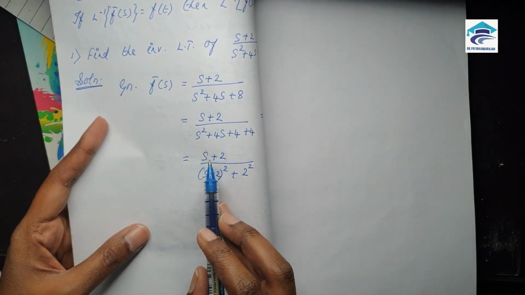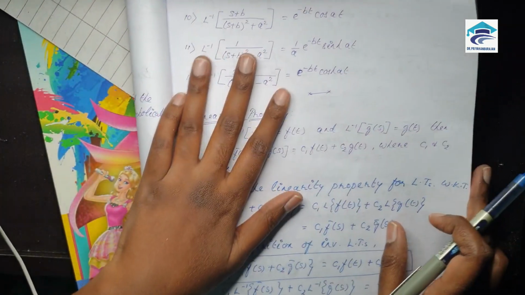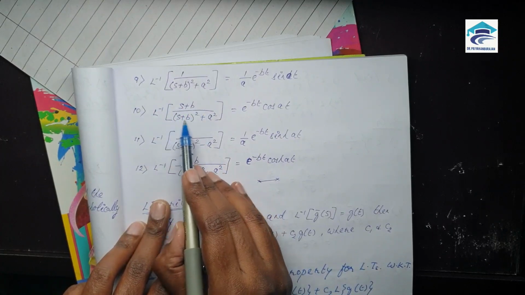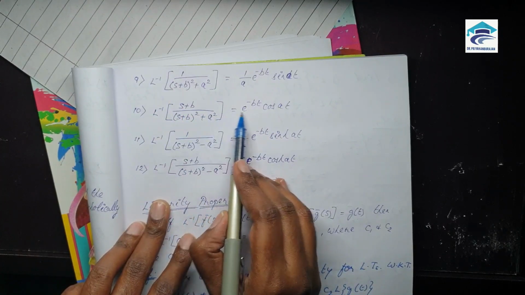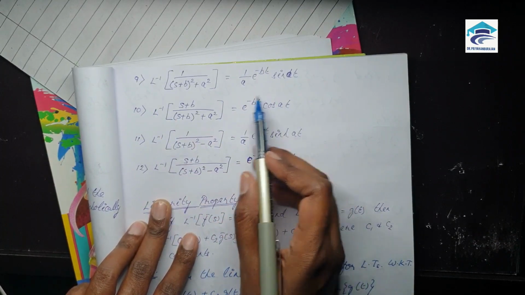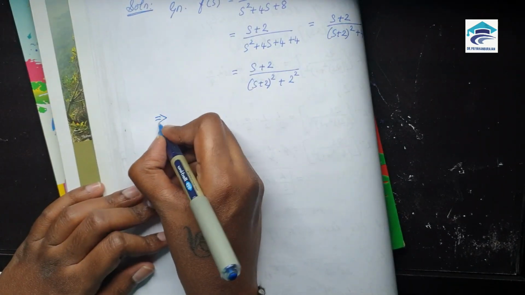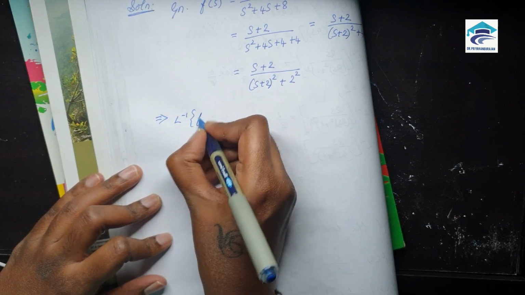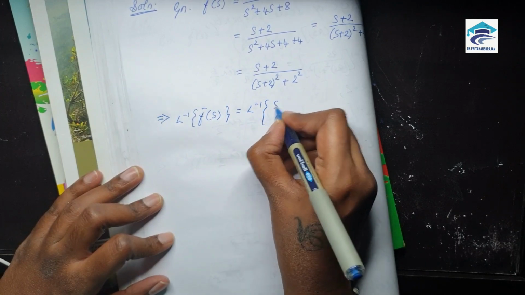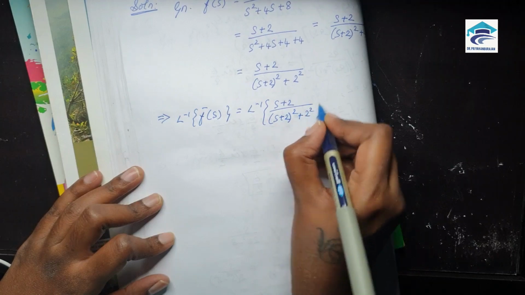So now this is of the form s plus b by s plus b the whole squared plus a squared. So we have a formula for that. It is L inverse of s plus b by s plus b the whole squared plus a squared is equal to e to the power minus bt into cos at. So let me apply this over here. Let us apply the inverse Laplace. Which implies L inverse of f bar of s is equal to L inverse of s plus 2 by s plus 2 the whole squared plus 2 squared.